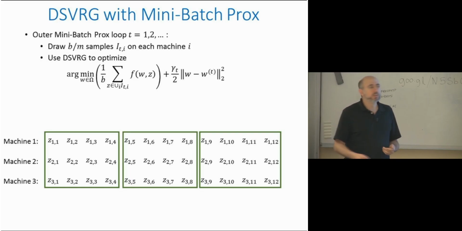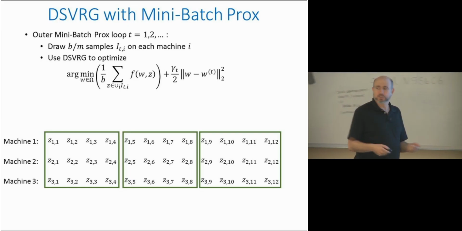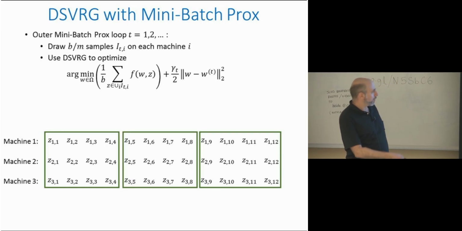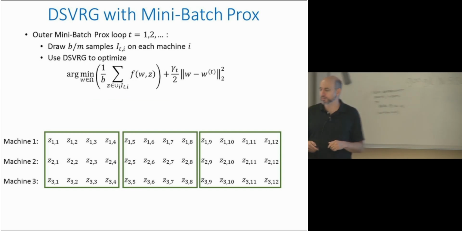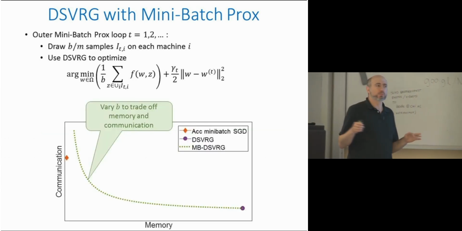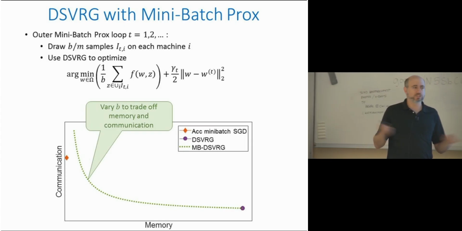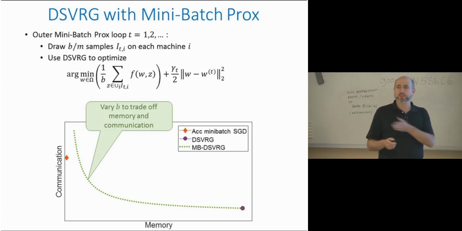What you do is you can have an outer loop which executes mini-batch prox. So you take, for example, the first mini-batch across all the machines. You solve the prox problem on this mini-batch using distributed SVRG. Then you go to the second batch, solve the prox problem using DSVRG, and so forth. If you crunch all the suboptimalities of the problems, you can see that you don't get any change in computational performance. So the computational performance doesn't change, and the statistical performance doesn't change as you vary the batch size.